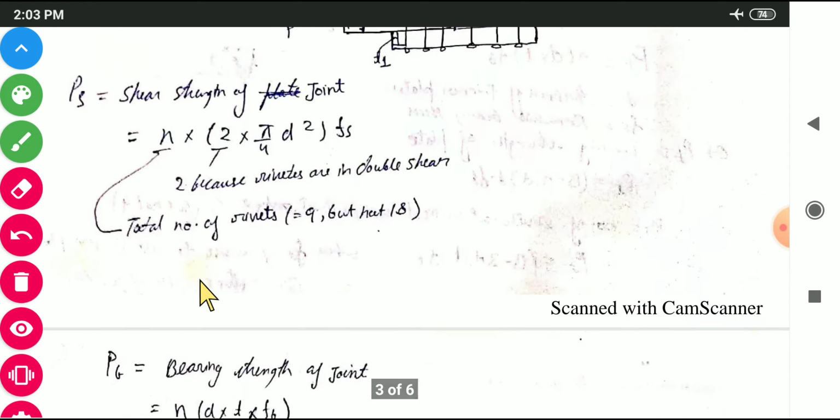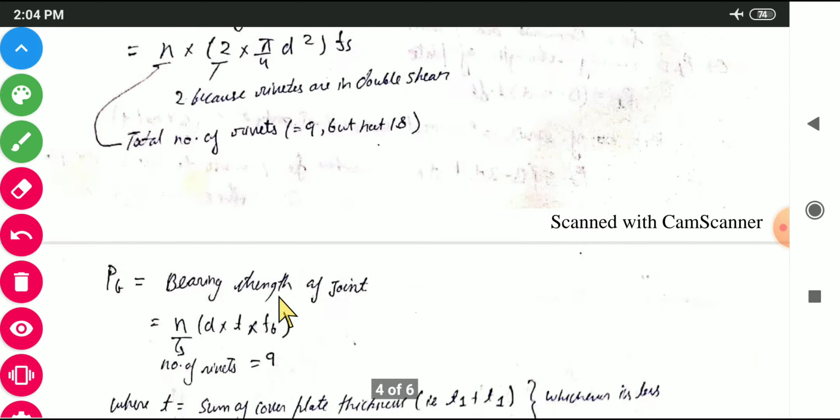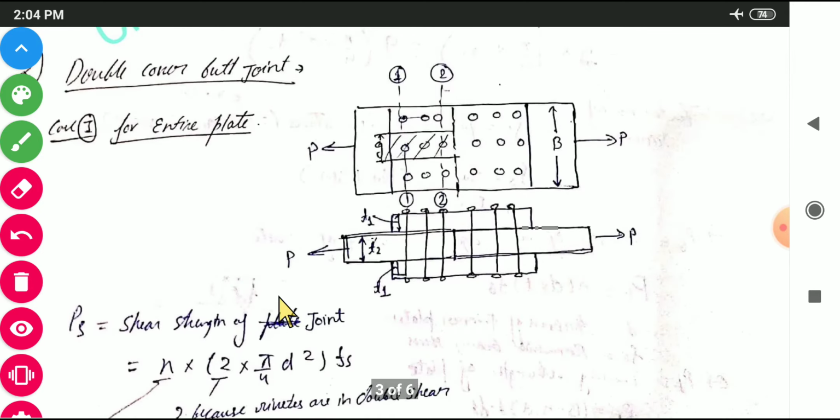Again, next one is bearing strength of joint. Bearing strength remains the same, d into t into f b as earlier, and n will be 9 not 18. You should note it again, it is 9 not 18. And these 9, 1 2 3 4 5 6 7 8 9, not all the 18. You will have to consider only one side of the plate.